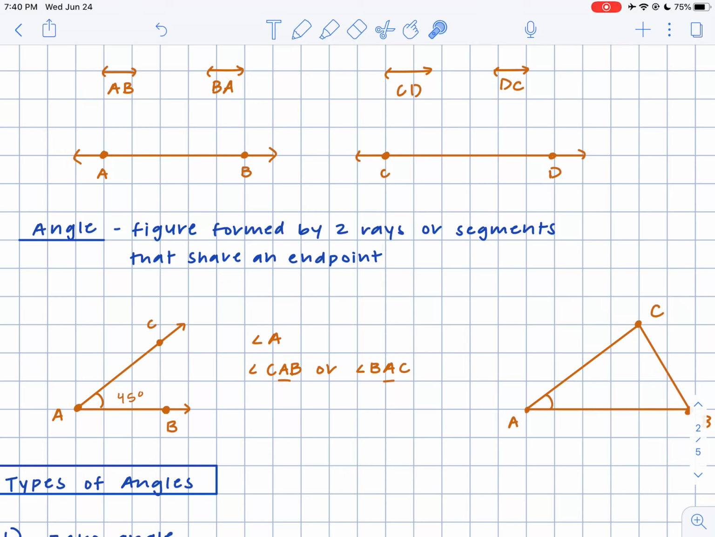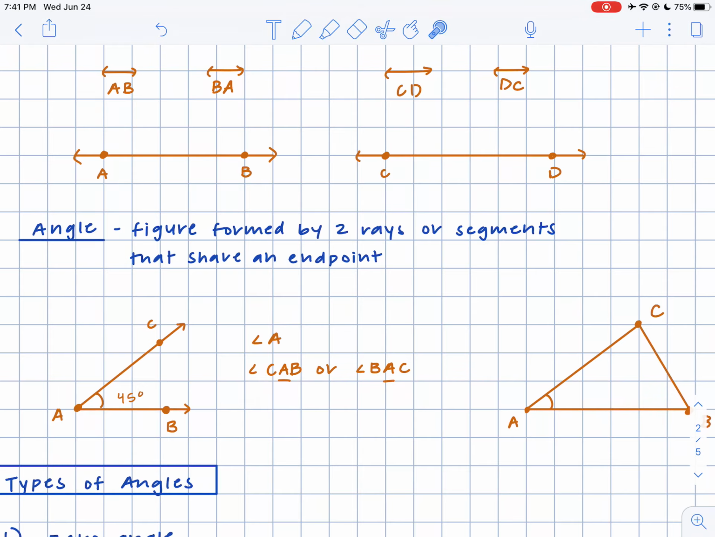And why am I underlining this A right here? It's because the middle letter should be the vertex. This right here is the vertex. And how can you remember that? Well, if you look at the angle, it sort of forms a V, and vertex starts with V. So that's how you can remember it. So yeah, that is how you name angles.